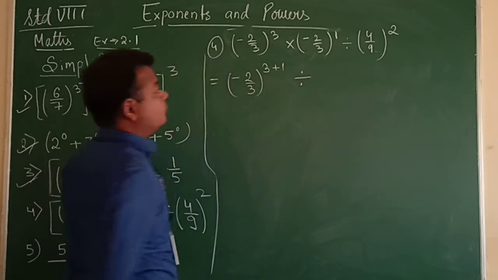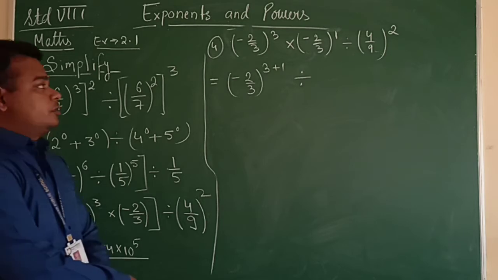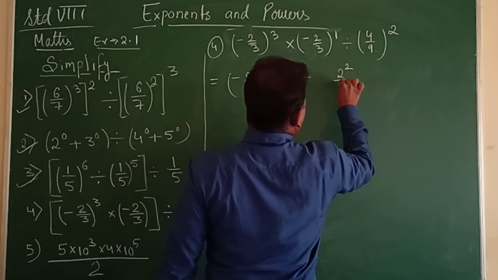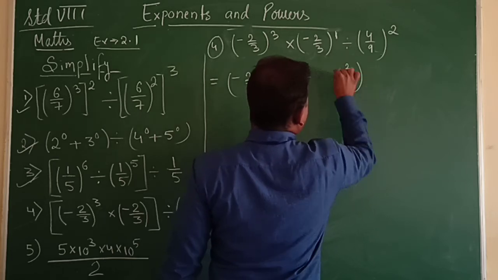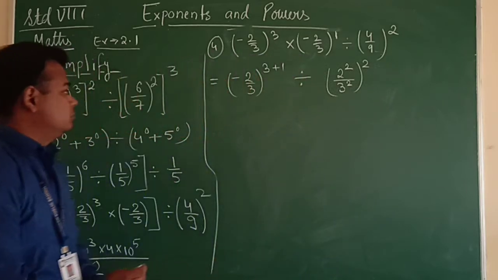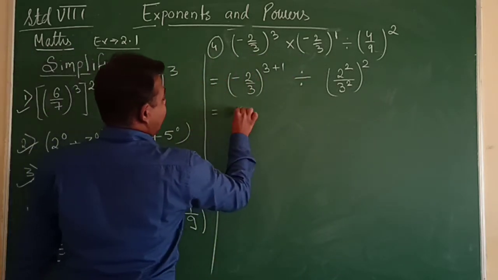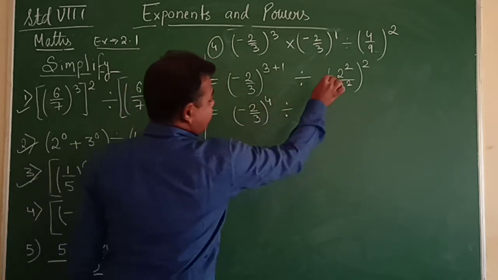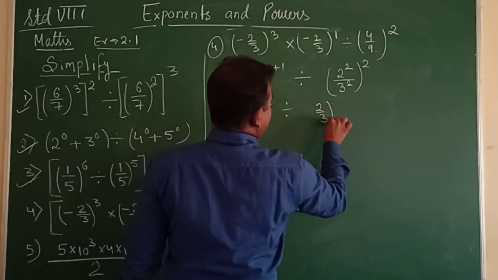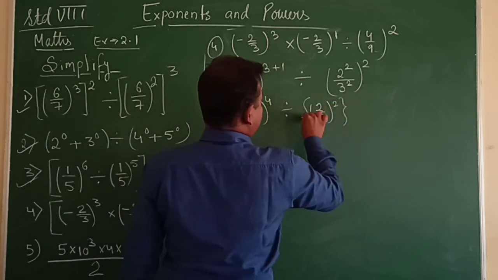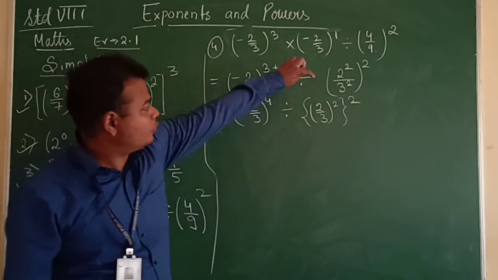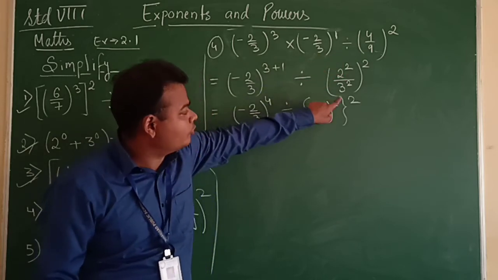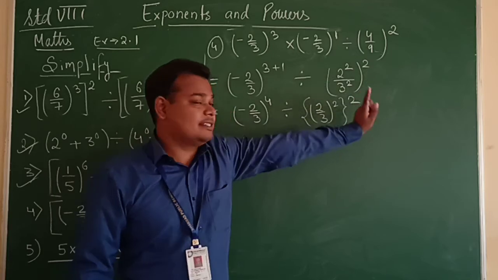Now, this side, instead of 4, we can write 2 to the power 2. And instead of 9, we can write 3 to the power 2. Now, this side: (-2/3) whole to the power 4 divided by this, which is (2/3). Now, 2 to the power 2 whole divided by 3 to the power 2 is written as (2/3) whole to the power 2, and this power 2 is written as it is.